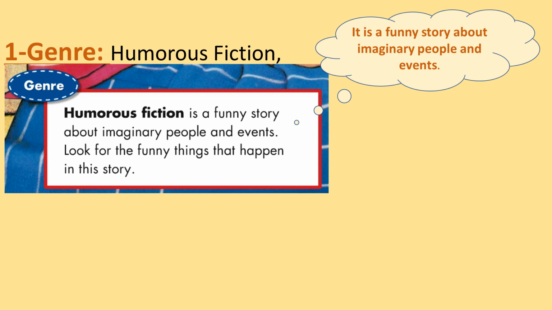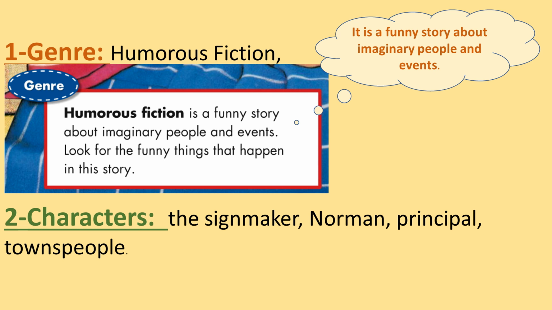Okay? Then we will talk about the characters. Do you remember the two main characters? I just told you about them in the previous slide. Who can tell me? Yes, correct. We have the sign maker, the old man, and his assistant, Norman.